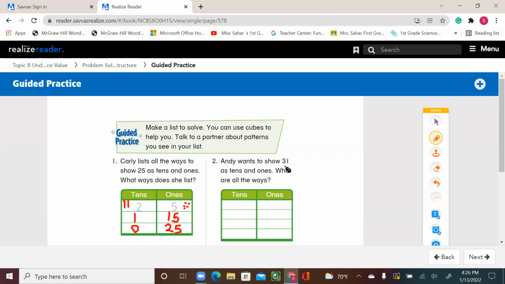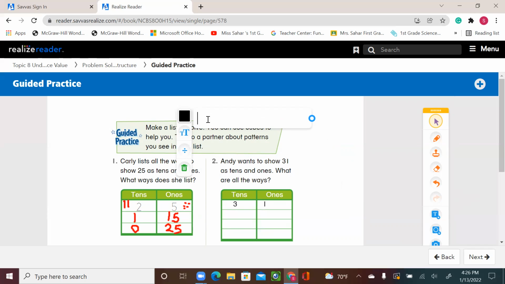Let's see number 2. Andy wants to show 31 as tens and ones. What are all the ways? All right. One of the ways, 3 tens and 1 one. So we're gonna write this, 3 tens and 1 ones. So let's put this here. Okay. What's the next step? Take one of the tens and add it to the ones. So 1 ten out of 3.